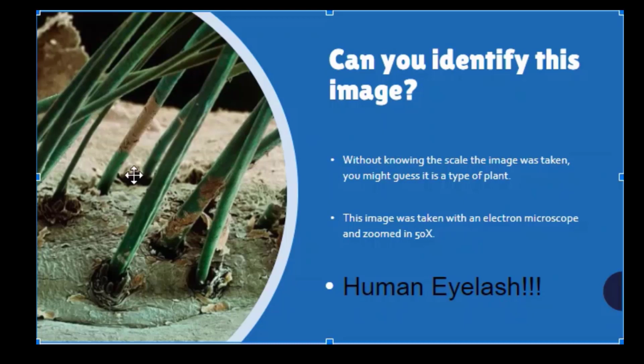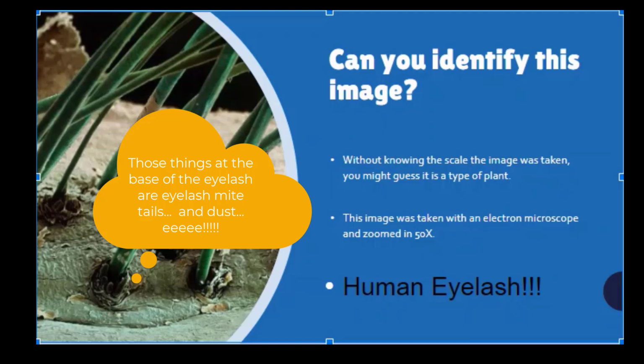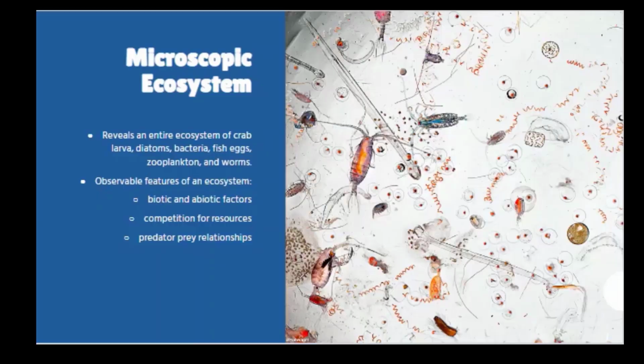So this is an example, and I have this in here so you guys can understand the importance of scale when we're talking about ecosystems. You have to have a scale. You have to be able to understand what size living organisms and non-living factors are going to exist within ecosystems. And here's another example of an ecosystem you might not know right off the top of your head. If we look at this, you can see there are crab larvae, diatoms, bacteria, fish eggs, zooplankton, and worms. However, this is zoomed in 25 times, not as much as the last one. This is zoomed in 25 times under a microscope.